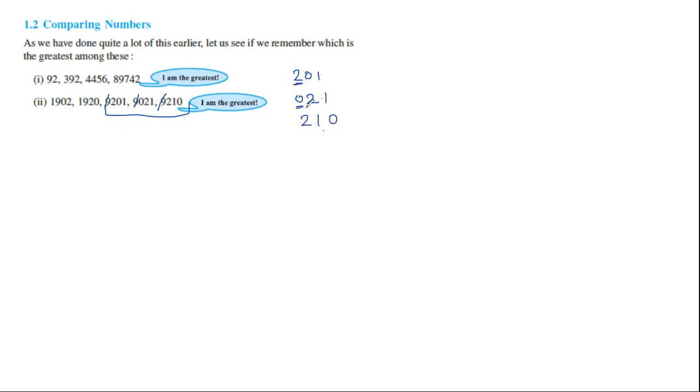Let's see these two. Out of these, this one starts with 0, so it will come first, so we'll leave it. Now we are left with only 2 numbers, that is 201 and 210. Out of these two, which one is greatest? As the first digit is the same, we'll leave it. Now 0 and 1 are different, so obviously 0 will come first, then 1. Out of 01 and 10, 10 is greatest. Okay, so this is a long process.